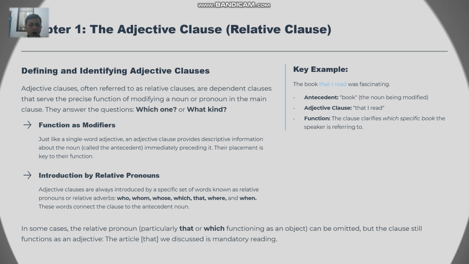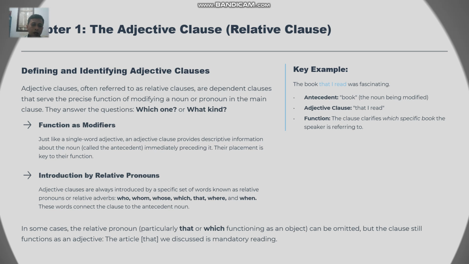Adjective clauses, often referred to as relative clauses, are dependent clauses that serve the precise function of modifying a noun or pronoun in the main clause. They answer the questions which one or what kind. And adjective clauses function as a modifier.